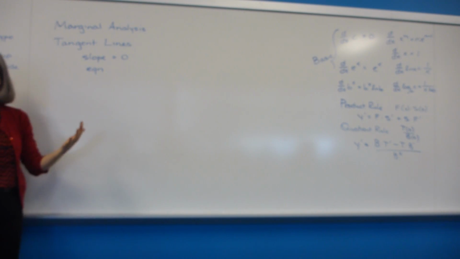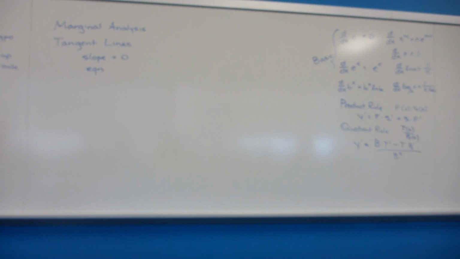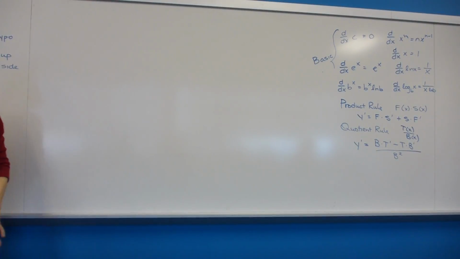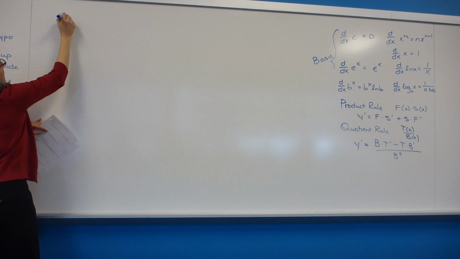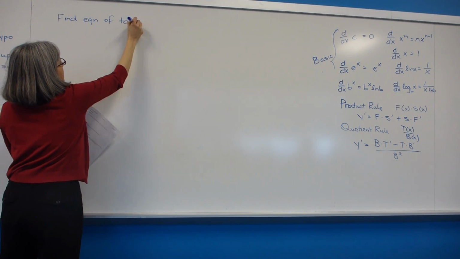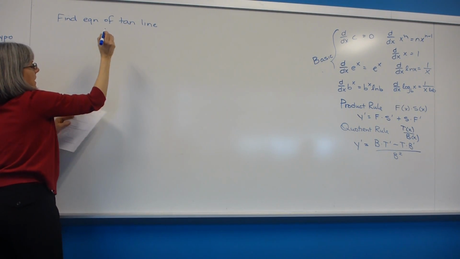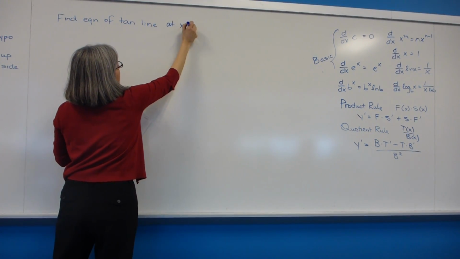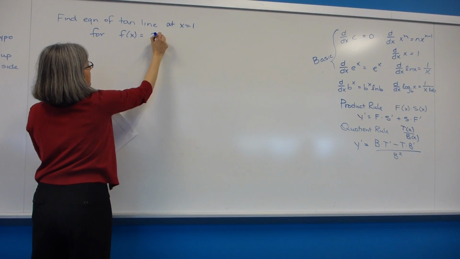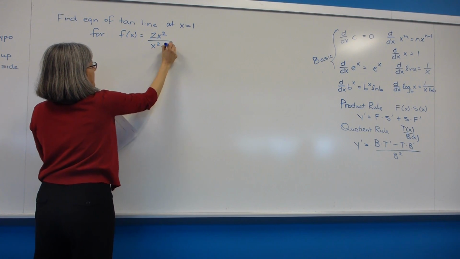All we're adding is that now we can do it with more complicated functions. So let's look at this example. We've already done this derivative, so you'll have to remind me what it was. I didn't write it down. So we're going to start with this one. Find the equation of the tangent line at x equals 1 for f of x equals 2x squared over x squared plus 3.